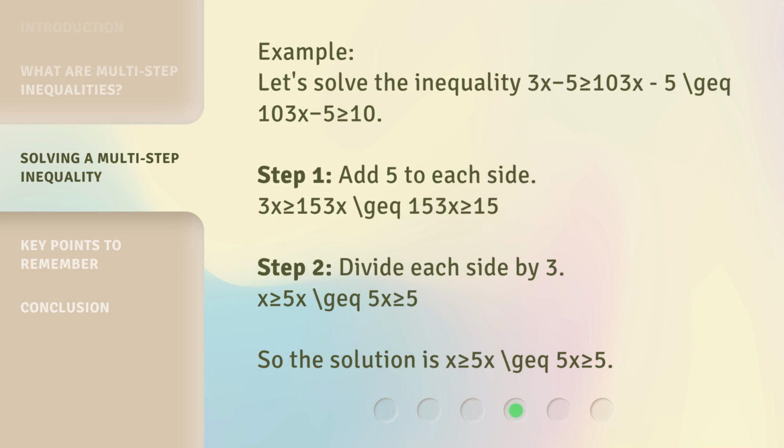Example: let's solve the inequality 3x - 5 ≥ 10. Step 1. Add 5 to each side. 3x ≥ 15.